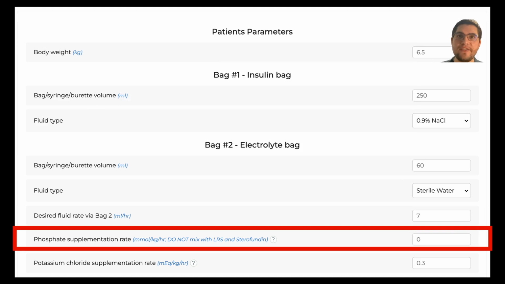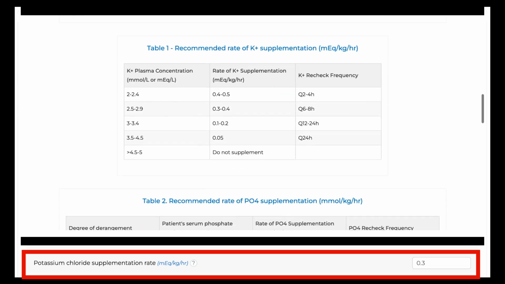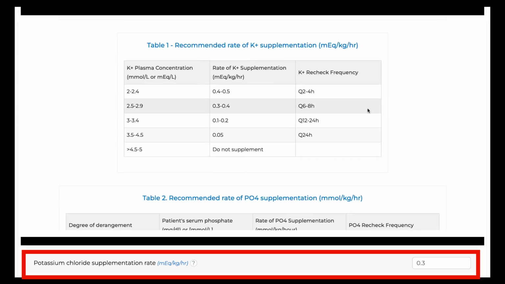Since the plasma phosphate level in our case is high normal, I won't be adding K-phos supplementation at this time. However, this may change, and close monitoring of phosphate levels is essential for all DKA patients as hypophosphatemia can develop during treatment. For potassium supplementation in bag 2, I'll add 0.3 mEq per kg per hour of KCl to correct the 2.9 millimole per liter potassium level following table 1 recommendations that you can find under the calculator.